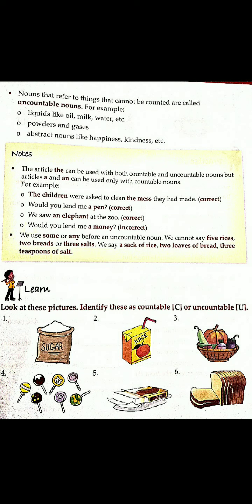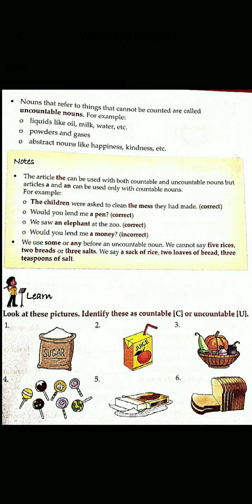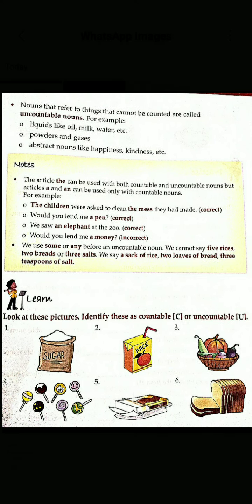Now learn exercise number 1. Look at this picture and identify these as countable or uncountable nouns. Now students, if you can draw it, then okay, and if you cannot, then you can write only the name. First one is sugar. Can we count the sugar in digits? No. So sugar is an uncountable noun. Juice is a liquid. We cannot count it into digits, so it is uncountable.